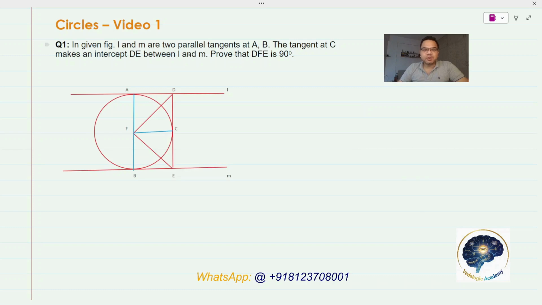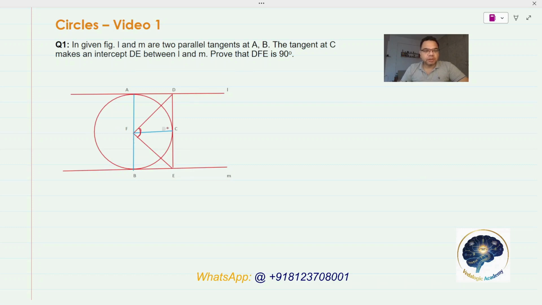So L and M are two parallel tangents at A and B. So if you see here, L and M are two parallel tangents at A and B. The tangent at C makes an intercept DE between L and M. So at C we have another tangent which has intercept of D and E at L and M. Okay, so we have to prove that angle DFE is 90 degrees, what we have to prove here. Okay, so let's see how we will do this.